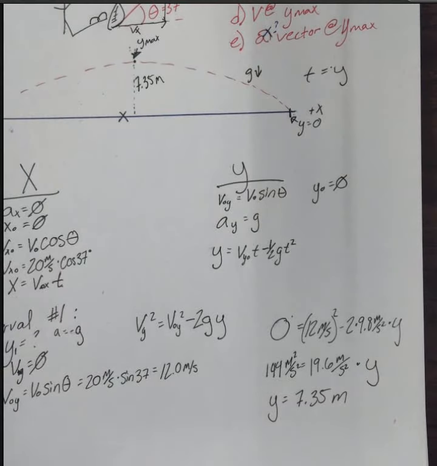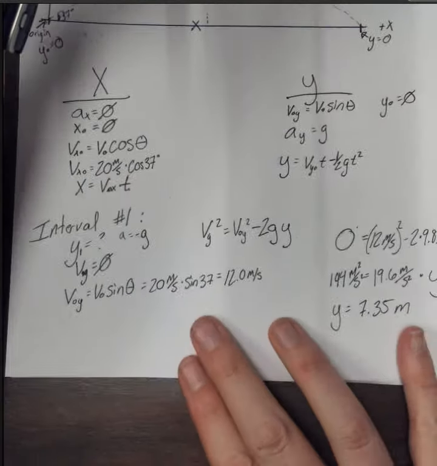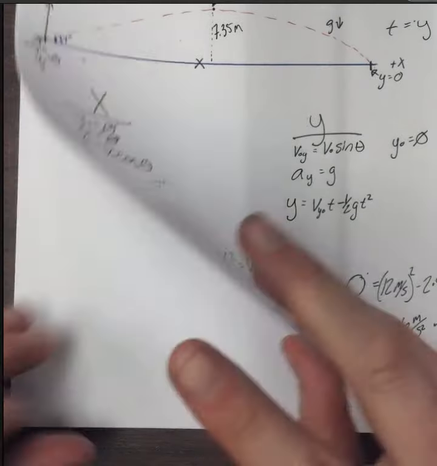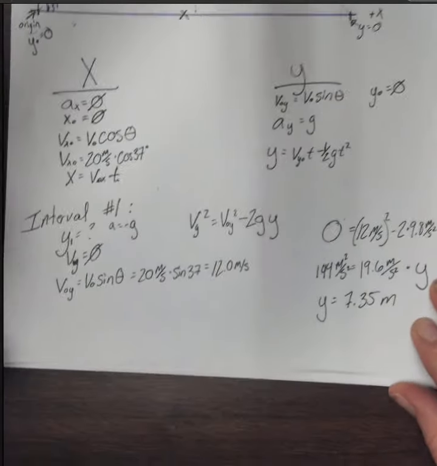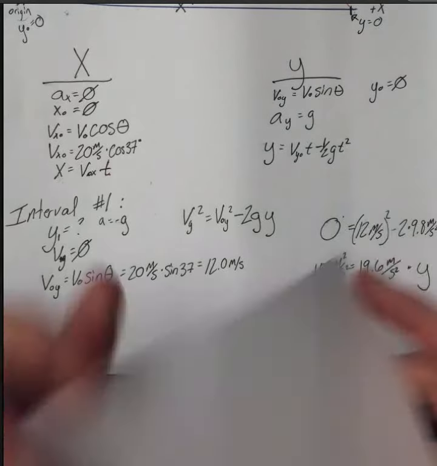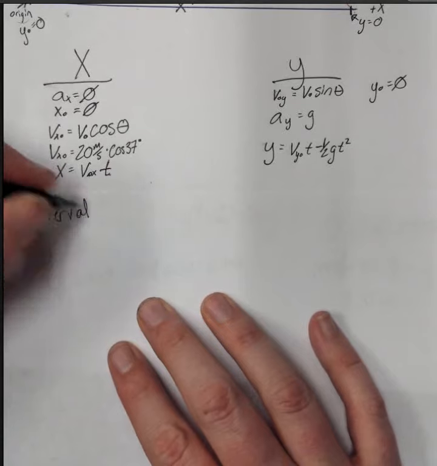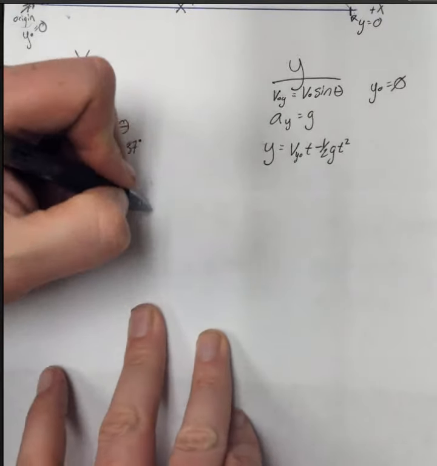Now, important thing to note is that I don't need to resolve anything else for this instance in time, because there's no x relationships that I need to resolve here. So now I can start resolving for the other time interval in the problem, and the other time interval in the problem is the time it hits the ground.